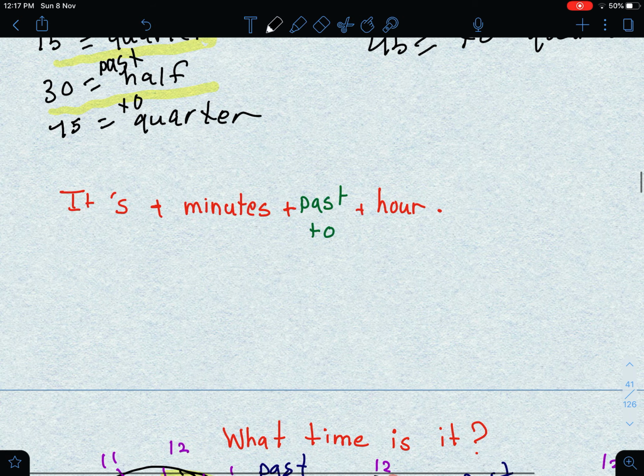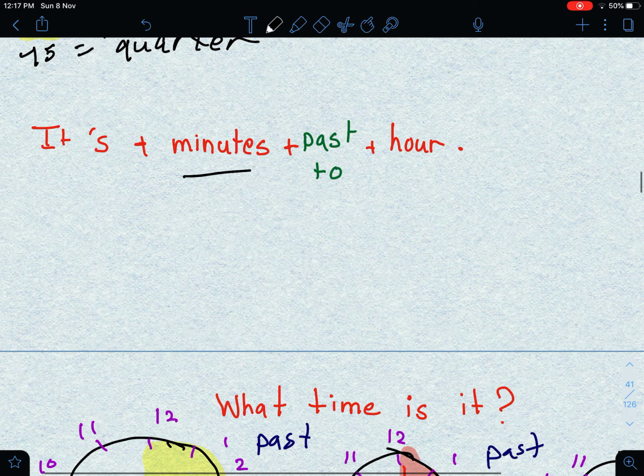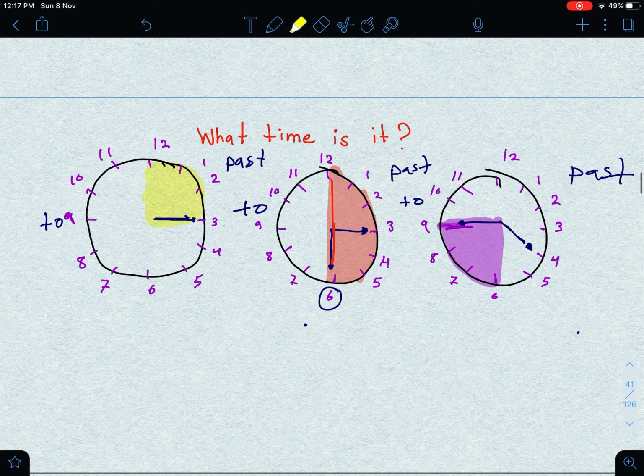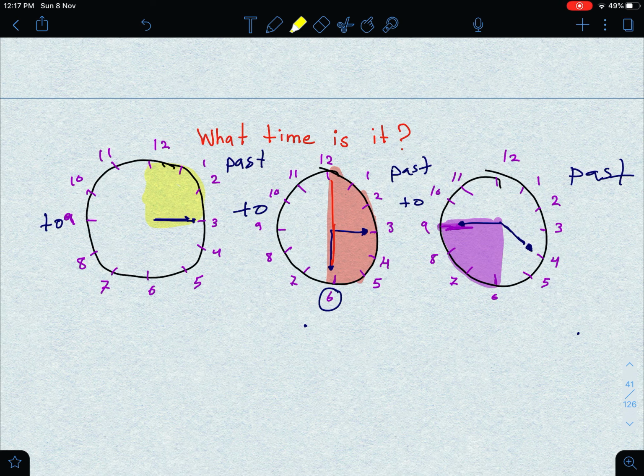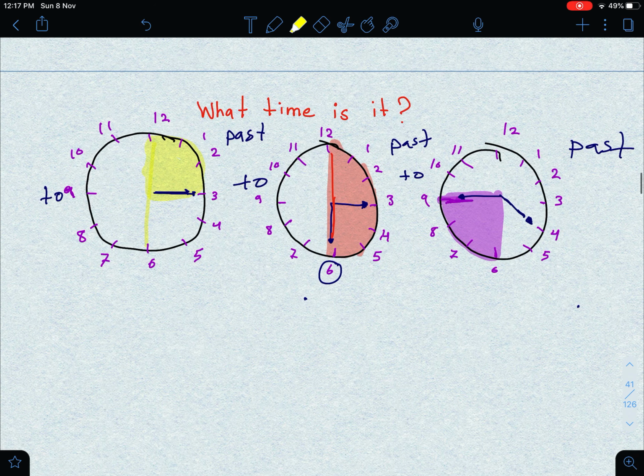Now, the rule says we should start with the minutes first, then either past or to, and then the hour. Very easy. We start in the opposite way from the first method: the minutes first, then either past or to, then the hour. Now let's take a look at these examples. You know this part is past and this part is to.